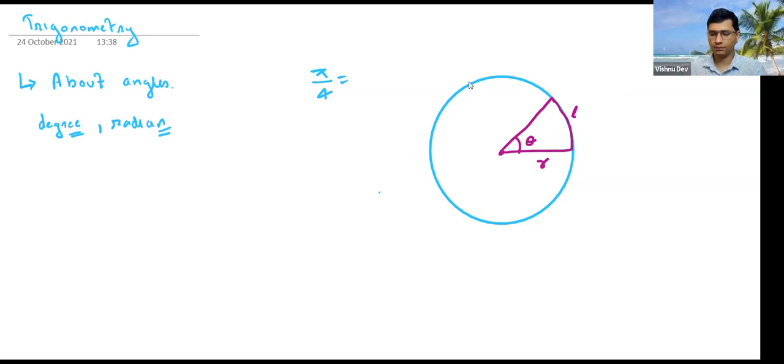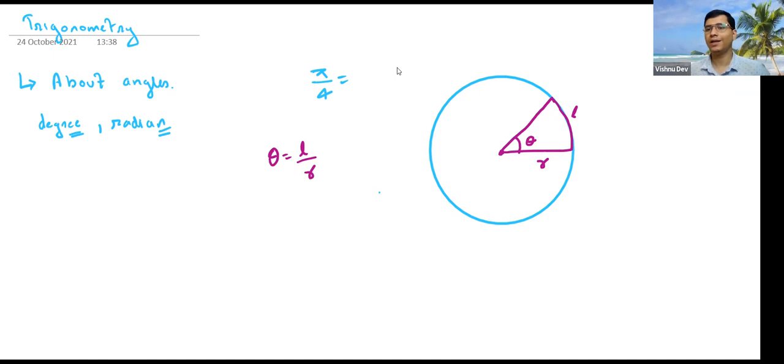Tell me. Is there any relationship? Do you know any relationship like that? Yes, Tanish, correct. There is one relationship, which is theta is equal to L by r. Which means the angle subtended by this arc at the center is given by the length of the arc divided by the radius. This is the basic definition, the basic relation.